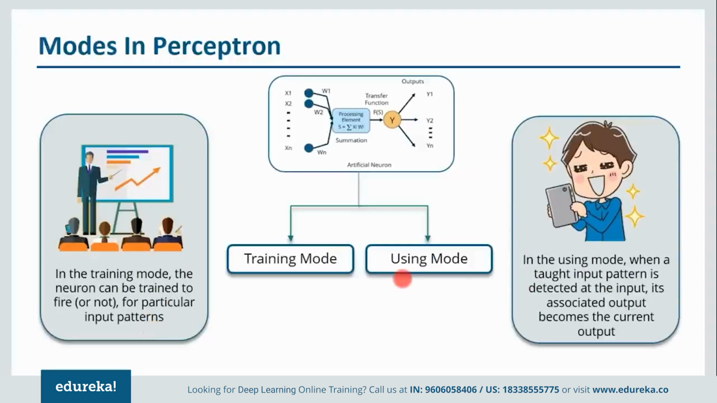When I talk about using mode, it means that when a taught input pattern is detected at the input, its associated output becomes the current output, which means that once the training is done and we provide an input on which the neuron has been trained, it will detect the input and provide the associated output. That's what using mode is. So first you need to train it, then only you can use your perceptron or your network. So these were the two modes, guys.